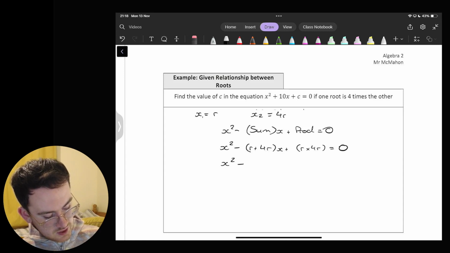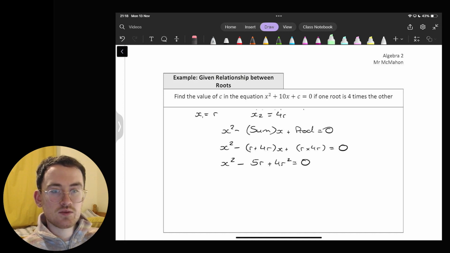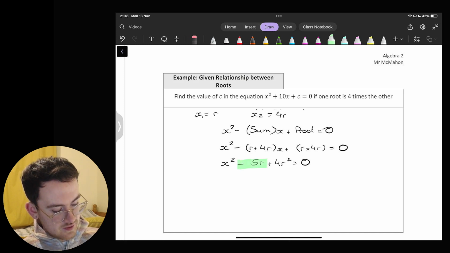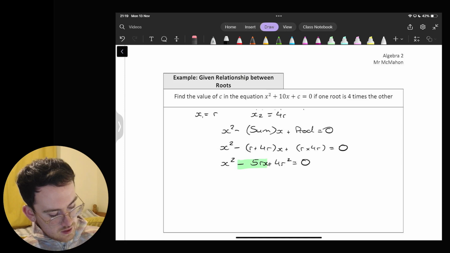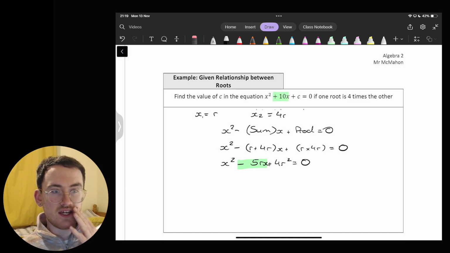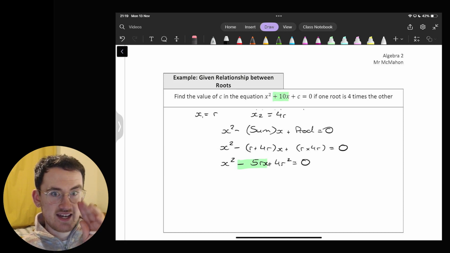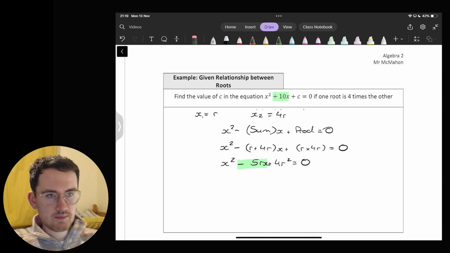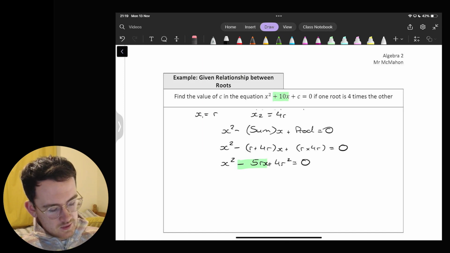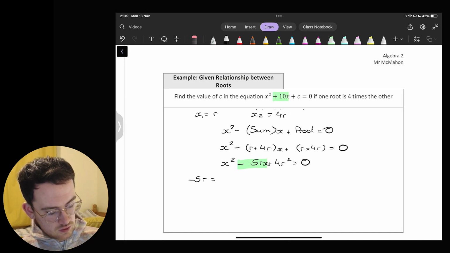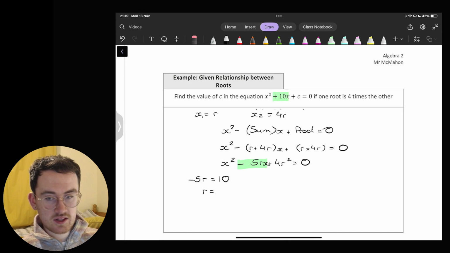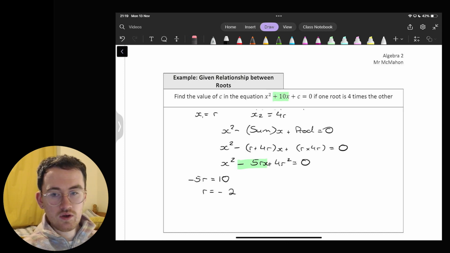Okay, and bringing that all together, I get 5r x plus 4r squared equals 0. If I compare that with the equation in the question, I have 5r x there, and I can compare that with the plus 10. We should be thinking back to our identities here from the first algebra chapter. So we're comparing those examples here. So minus 5r is equal to 10, which says to me that the first root must be minus 2. So my first root must be minus 2.